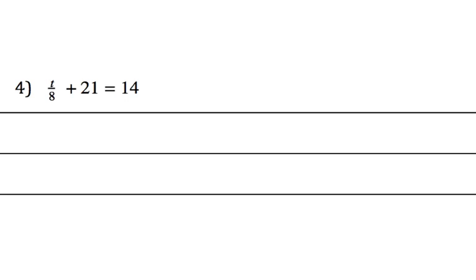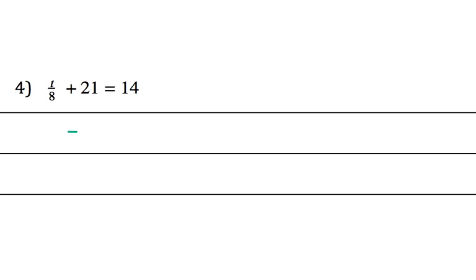Now these say using addition and division, but of course you might have to use subtraction and multiplication. So we'll do problem 4 together. T divided by 8 plus 21 equals 14. First, let's deal with either the 8 or the 21, but the 21 is the better decision.